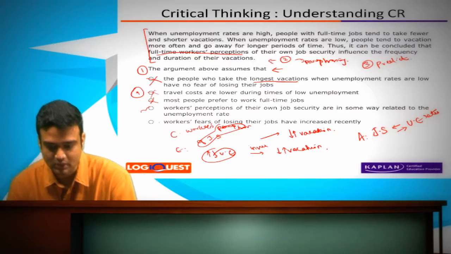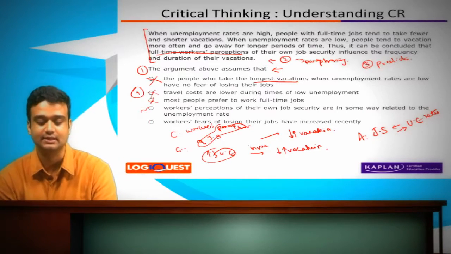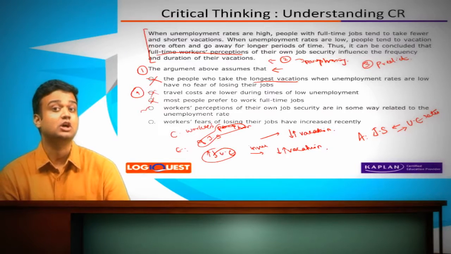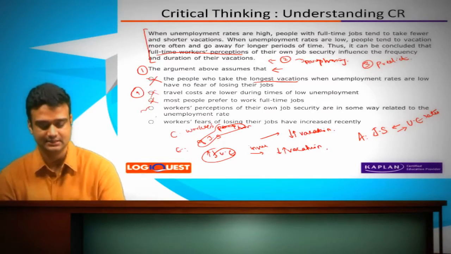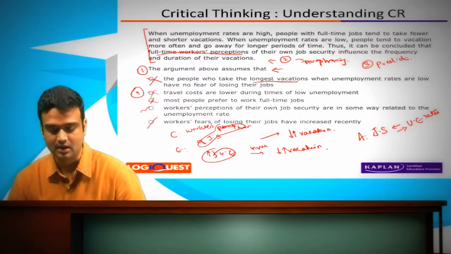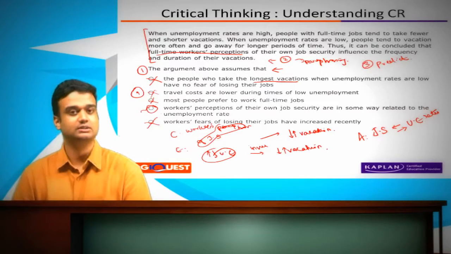And the last one, E, workers' fear of losing their job has increased recently. Does it talk about the unemployment rate? Does it talk about job security? Not necessarily. It's quite vague. It doesn't really address the key components of the argument. And D is your answer, right?